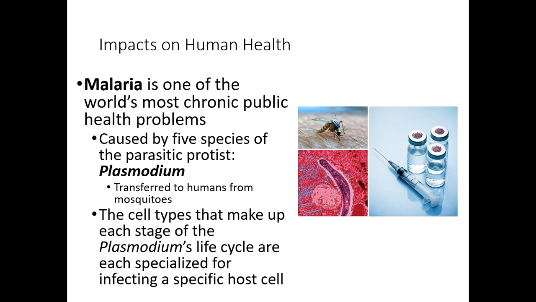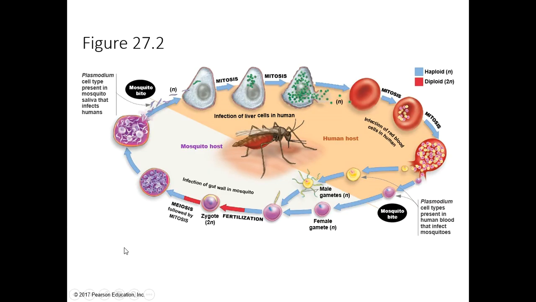Okay, so specifically, there are 5 species of this protist genus Plasmodium. Basically, what happens is the Plasmodium cells enter the bloodstream through a mosquito bite, and they infect liver cells, ultimately infecting your red blood cells and destroying them. Okay, so this is obviously something that's going to be really detrimental to a person who is infected with malaria.